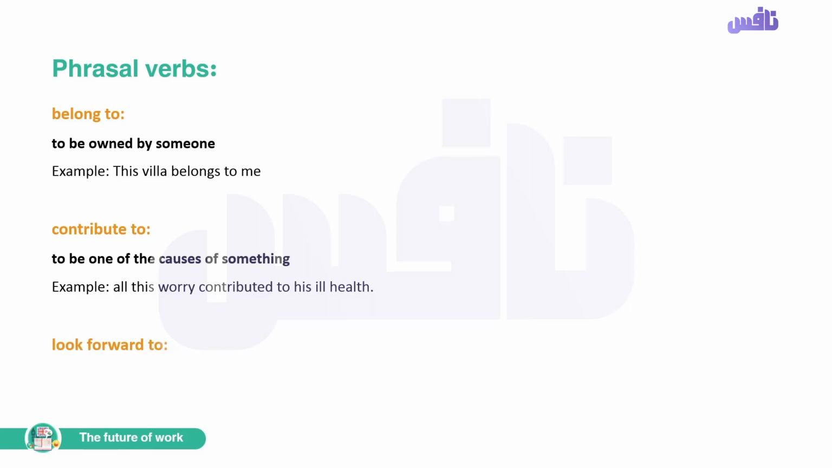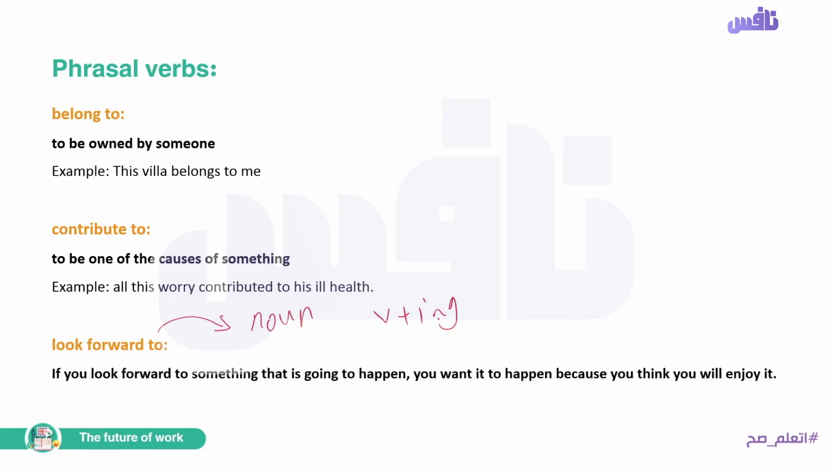تعالوا احنا نشوف another phrasal verb. بيقول لنا look forward to معناها يتطلع الى. انت طبعا لازم تاخدوا بالكم ان look forward to بيجي بعدها verb ing او noun، يا اما noun يا اما verb ing. طيب معناها تطلع الى. بيقول لنا if you look forward to something that is going to happen, you want it to happen because you think you will enjoy it. طيب نشوف example. He was looking forward to working abroad.